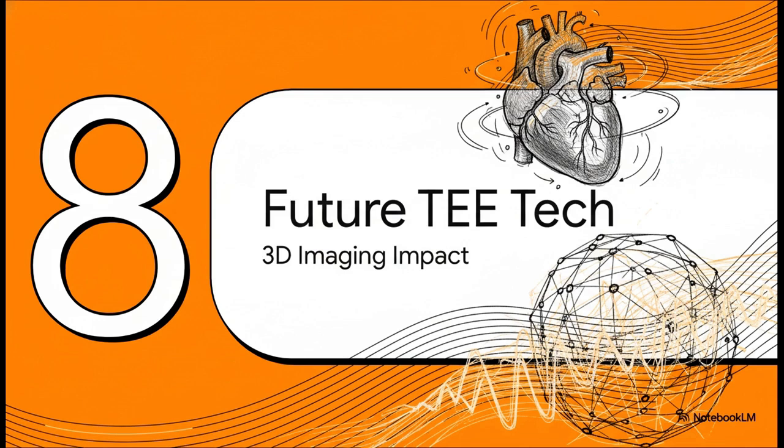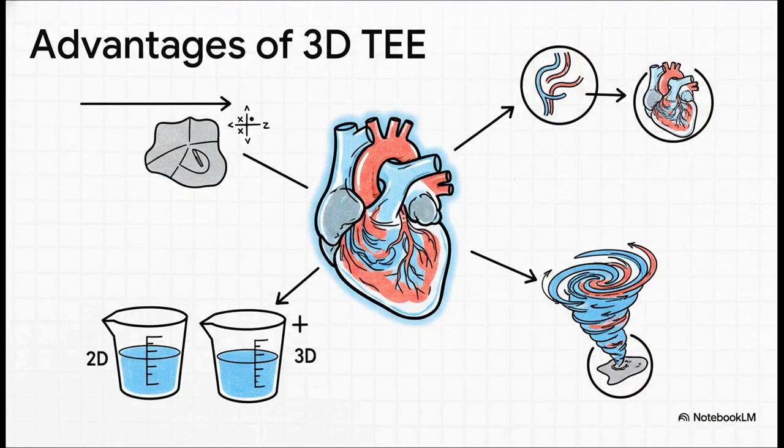As we look toward what's next, it is absolutely clear that three-dimensional imaging is changing the game for TEE. What used to be a series of flat 2D slices is now a dynamic, fully rendered 3D model that we can spin around, slice open, and examine in real time. It gives us an anatomical understanding that was just impossible before. And the advantages are huge.